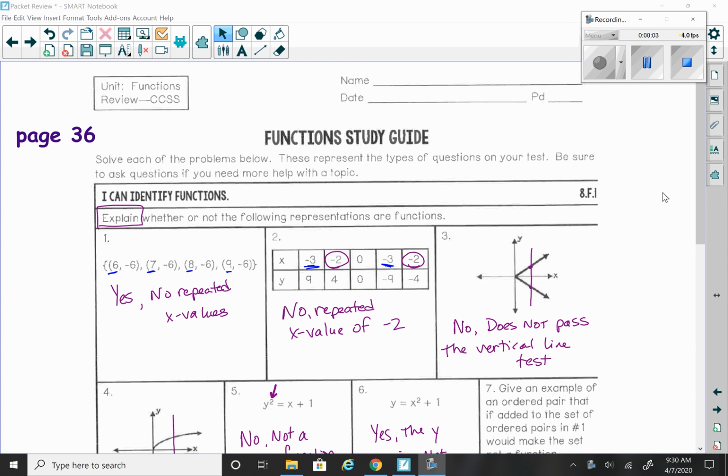Hi, this is Mrs. Young, and today's lesson is a continuation of our review on the functions unit. So yesterday we started reviewing the functions unit, and today we're continuing this review of the functions unit.